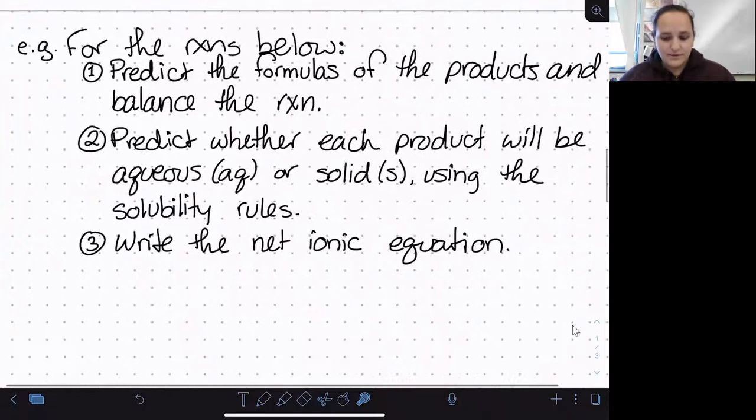We're going to do two examples. For each of these two examples, we're going to finish the double replacement reaction, which you've done before. Then this is where the new stuff comes in: we're going to predict whether each product will be aqueous or solid using the solubility rules. And then we'll write the net ionic equation, which is also a review from a previous video.